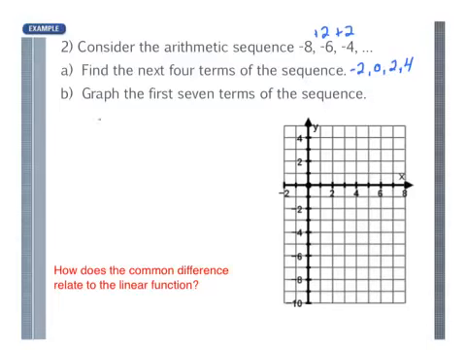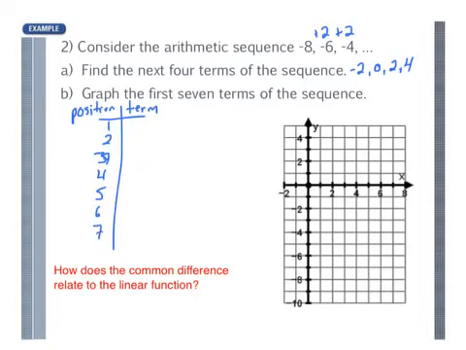Now to graph it, we're again going to think about this as being kind of like a function, where instead of x, you're going to have the position of the term in the sequence, and then instead of y, we have the term itself. So we only have 7 terms, so the input is just 1, 2, 3, 4, 5, 6, 7. Notice these are just natural numbers, and then your output values are negative 8, negative 6, negative 4. These are your terms, negative 2, 0, 2, and 4. So you're just going to plot these on the coordinate plane.